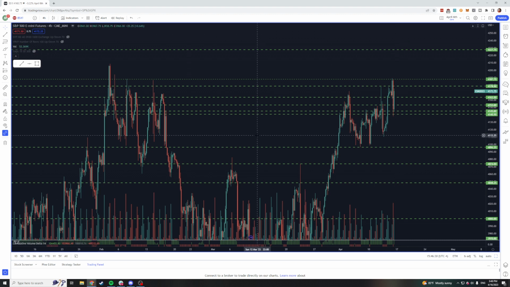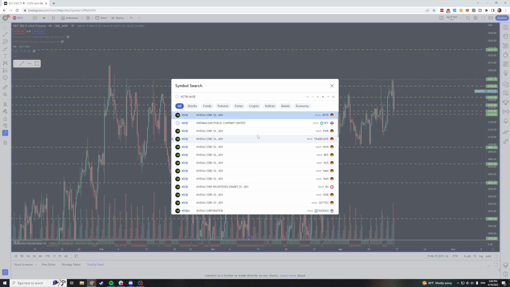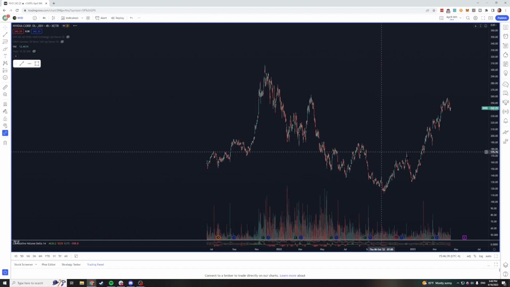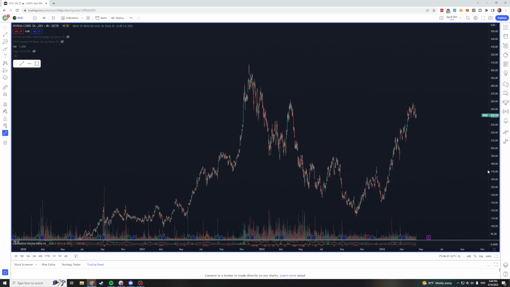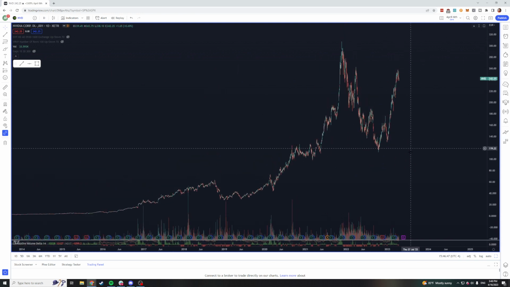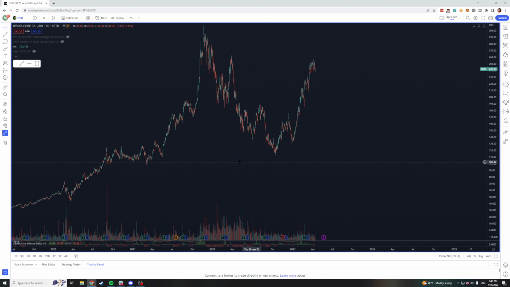Thoughts on NVIDIA? Thanks, folks. I have not looked at this ticker in a while. I used to day trade NVIDIA every day, actually. It was great for my P&L back in the day.